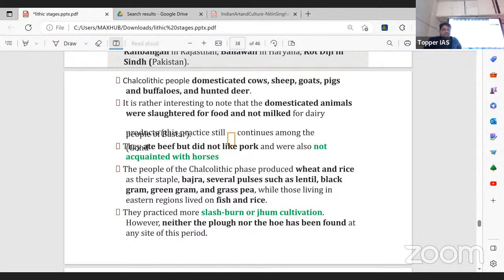So first, what will they do? They will clear a patch of forest area and burn it. The ashes are mixed into the soil, and then they start cultivating. They will cultivate for some 3 to 4 years. As soon as the fertility of the soil decreases, they will shift from that area to another area. So this is slash and burn, which is covered in geography. And there are different names for slash and burn agriculture, such as roka, ray, and jhum cultivation.